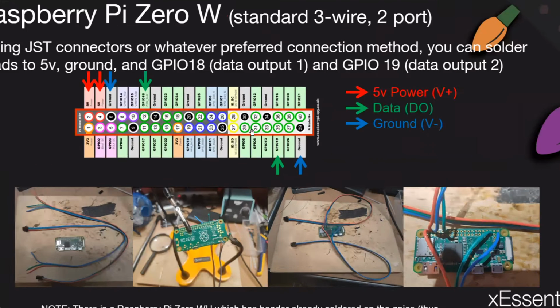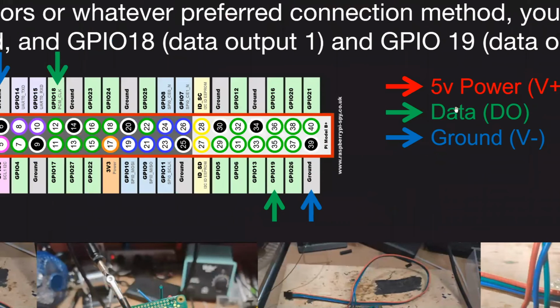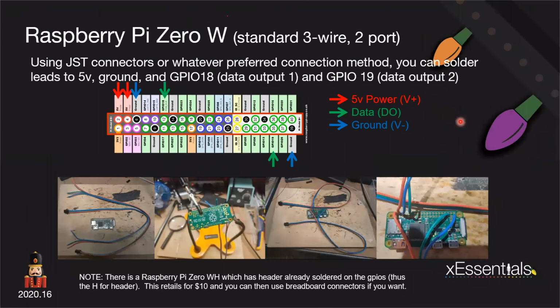I'll zoom in again to make it where you can see it. So you've got 5-volt power here, 5-volt power here. You've got a ground here, and this would be port 1, GPIO 18. And down here on the other side, you've got GPIO 19 and a ground. So you could run 2 sets of 3-wire pixels, red being power, green being data, and blue being ground.